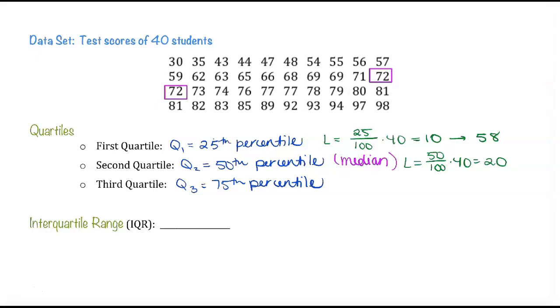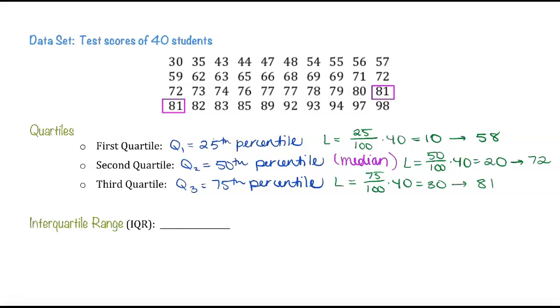In this case, those are both 72, and the middle of 72 is simply 72. So the second quartile is equal to the score of 72. Finally, let's calculate the third quartile. In this case, our L is equal to 75 over 100 times 40, which is equal to 30. So the third quartile is between the 30th and 31st data values, which is between 81 and 81. And of course, the middle between 81 and 81 is simply 81. So the third quartile, or 75th percentile, is 81.